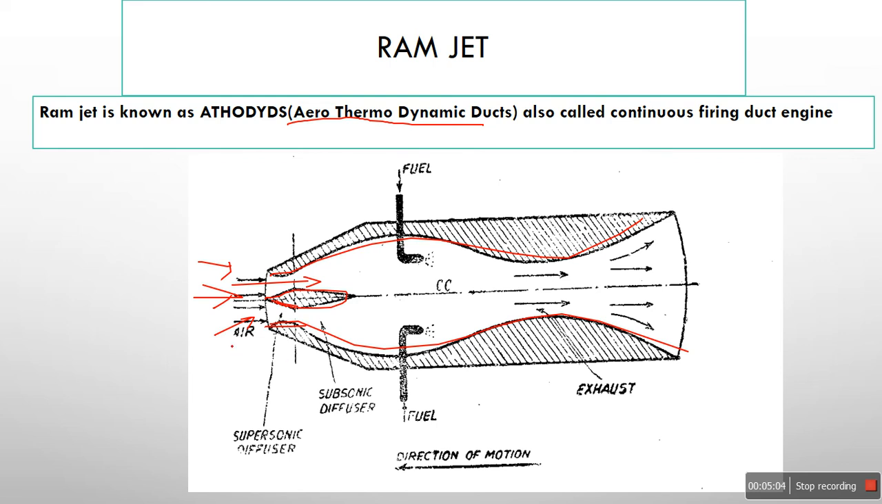The word ram you also heard in turbojet. The ramjet consists of a diffuser system, a combustion chamber, and an exhaust nozzle. See here the diffuser system, the combustion chamber and the exhaust system.